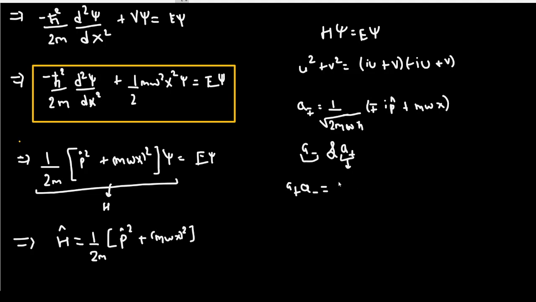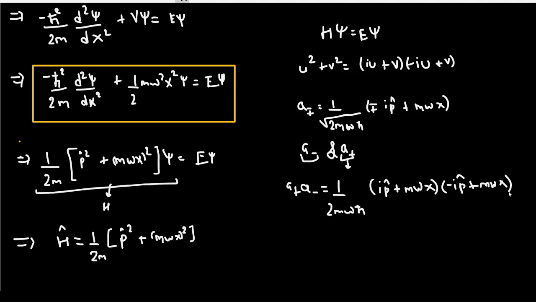Multiplying these, the root and root will cut out, and the expression becomes 2m omega h cut, with iota p cap plus m omega x, and negative of the iota p cap plus m omega x. So after multiplying this, we got our expression like this. Now what we have to do is multiply it.